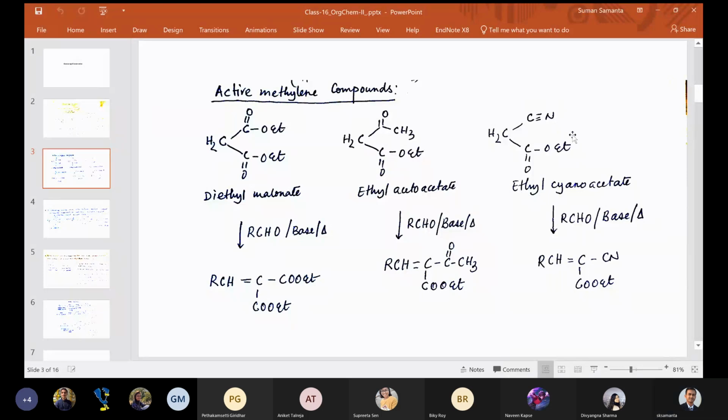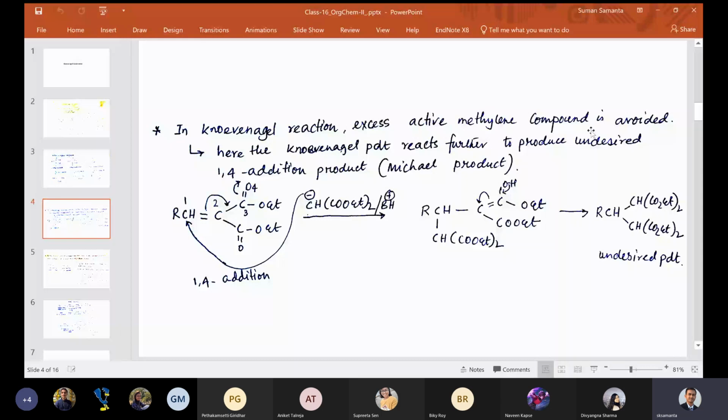In all the cases, if you take some base and an aldehyde, you will get this kind of product. Mainly dehydration will happen and the double bond will form. There is a question that comes up: in Knoevenagel reaction, excess of active methylene compound is avoided. This question actually came in some exam. Why? What is the reason for that?